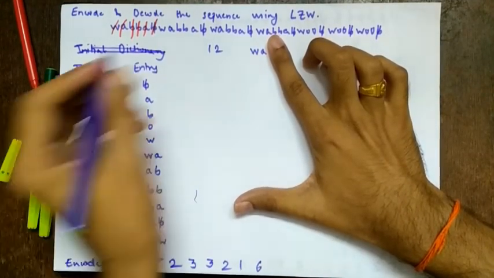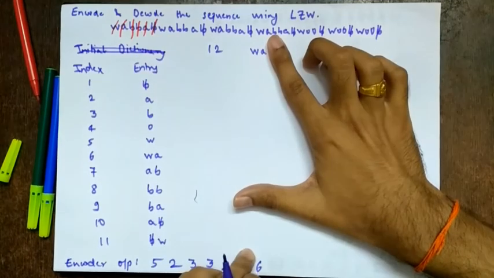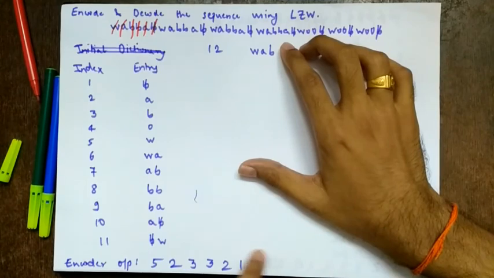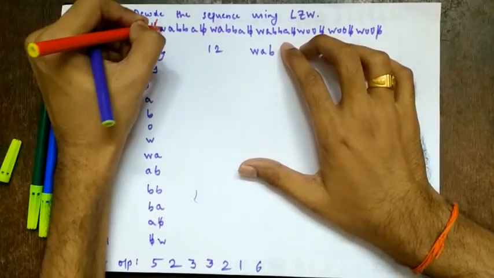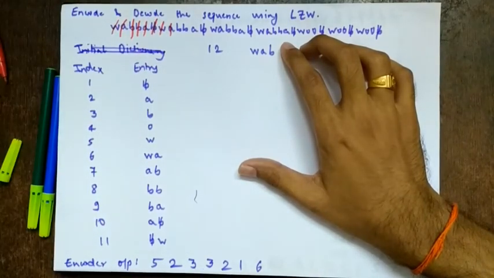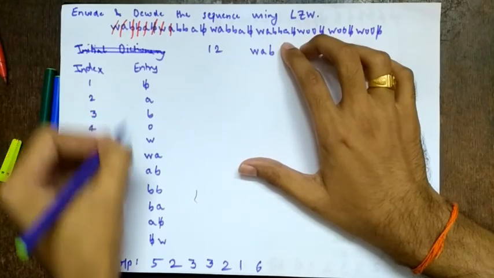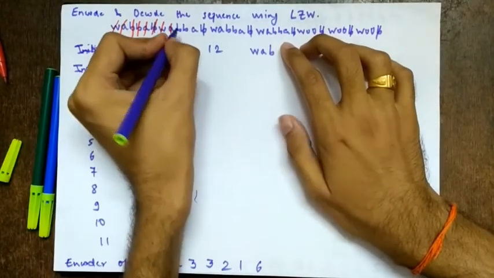I hope you got an idea now. So what have we encoded so far? WA. Remember, we have encoded WA only because the last entry is 6. What we have encoded, that we come to know from the index. So index is 6. What is 6? WA. So WA we have encoded. This is WA. So next B. So B is in the dictionary, right? BB is also in the dictionary. So what do we take? BBA.